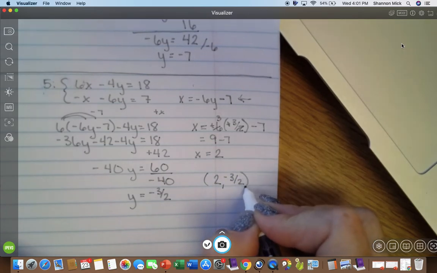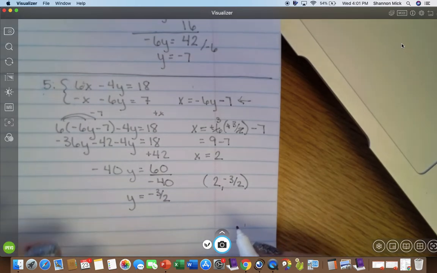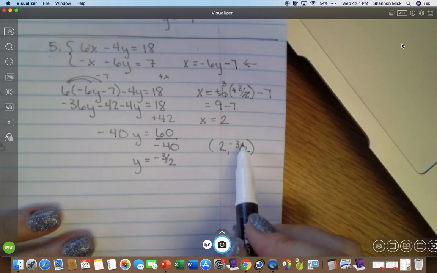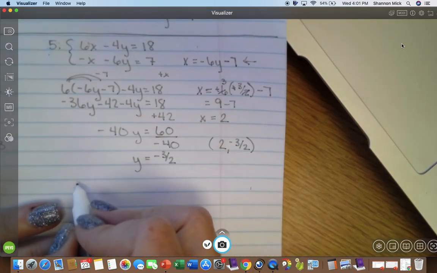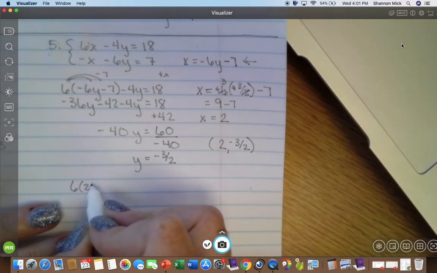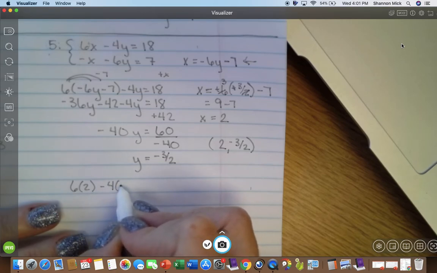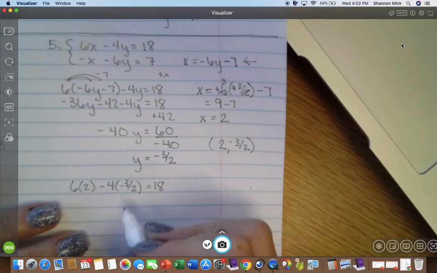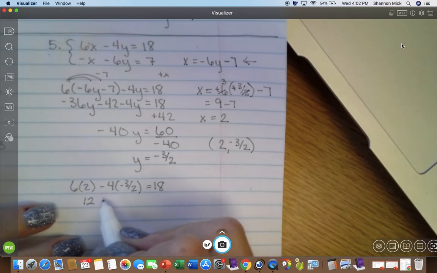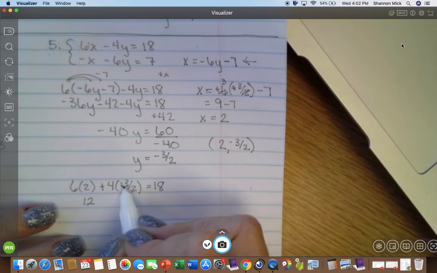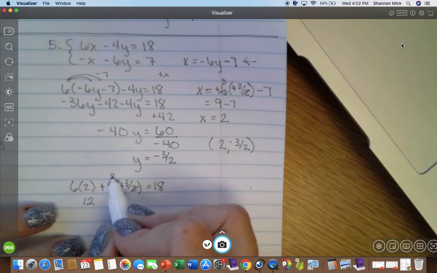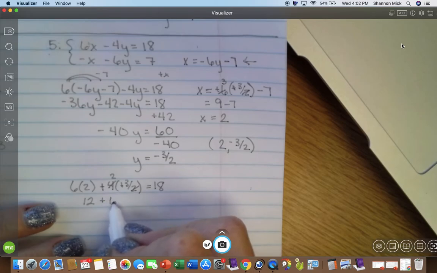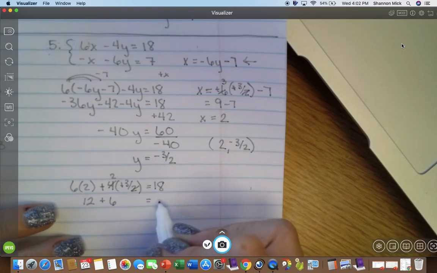Now, I don't always check mine, even though I can, but I do when I get a fraction just to make sure I did it right. So I'm going to plug these two back into my original equations. So that would be 6 times 2 minus 4 times negative 3 halves, and it has to equal 18. So 6 times 2 is 12. A negative and a negative is a positive. 2 goes into 4 twice, so 2 times 3 is 6. And 12 plus 6 is 18.